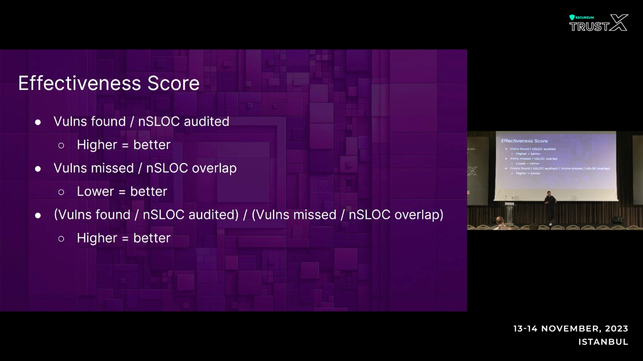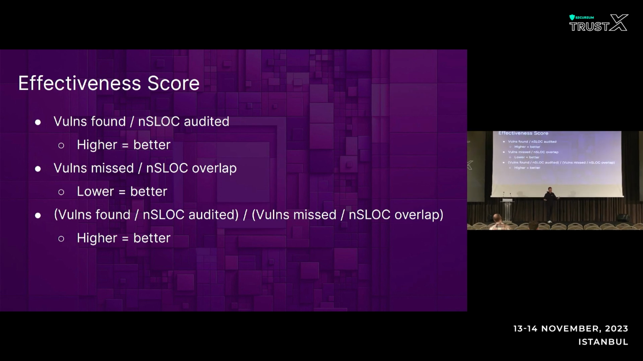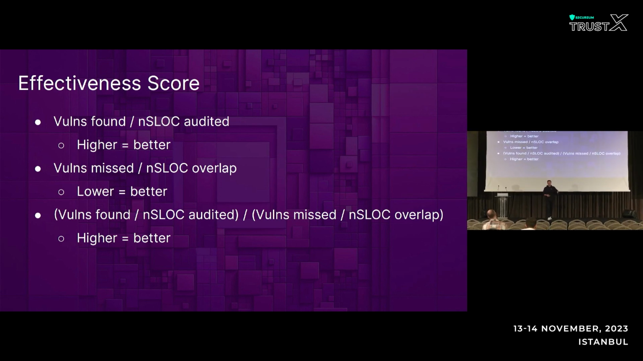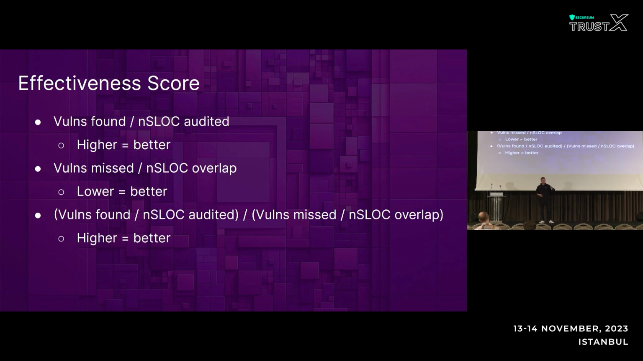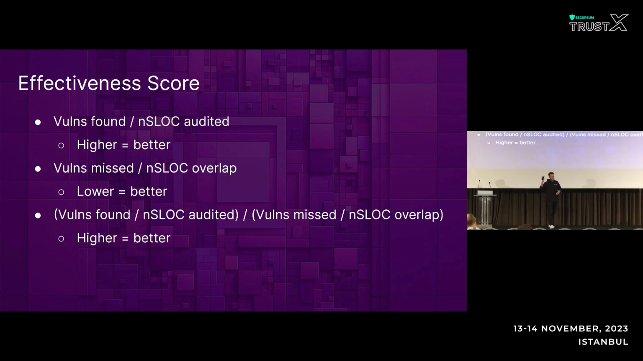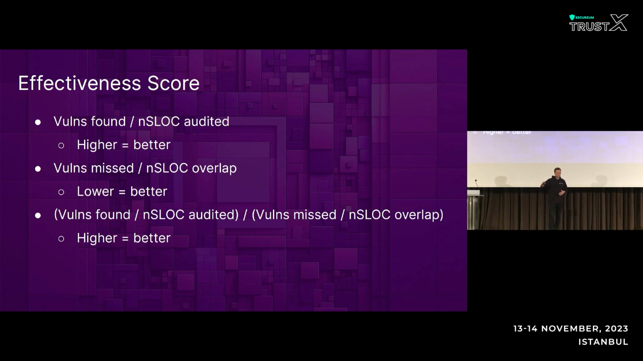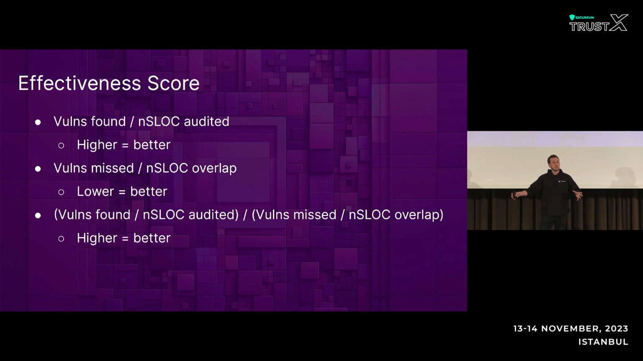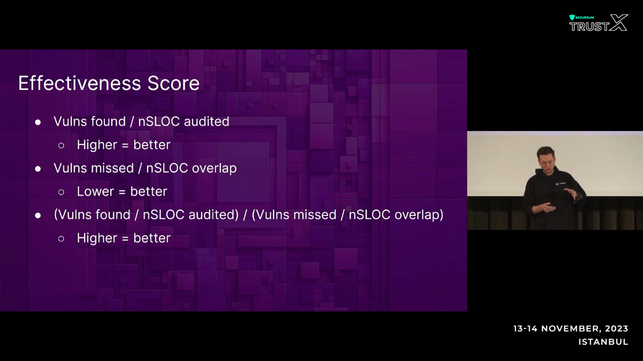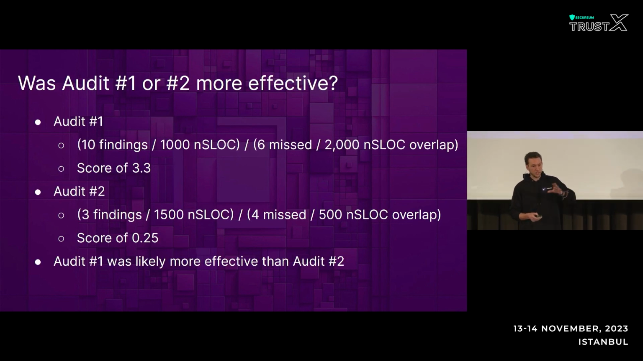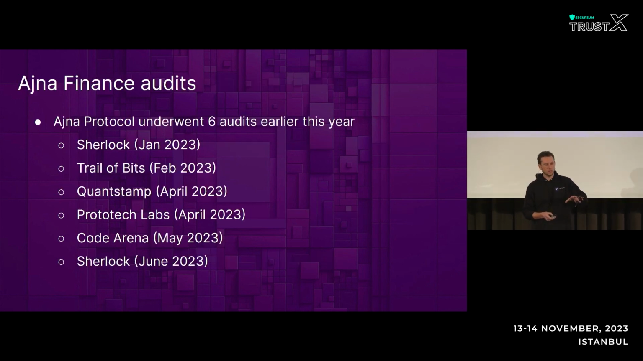To recap the effectiveness score, this is just a proposed way of evaluating the effectiveness of audits, and you can see the last formula at the bottom: vulnerabilities found over NSLOC audited, divided by vulnerabilities missed over the NSLOC overlap. The NSLOC overlap is basically how much opportunity there was after the audit for other auditors to find more things. So the higher the effectiveness score, the better. We did an example of it, and I don't think we need to go back through that.